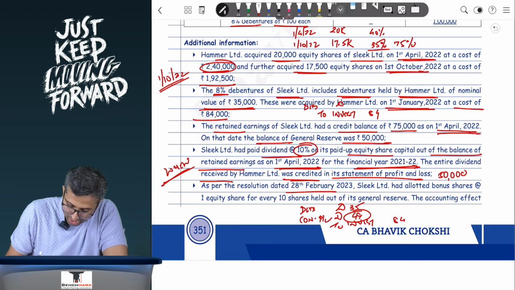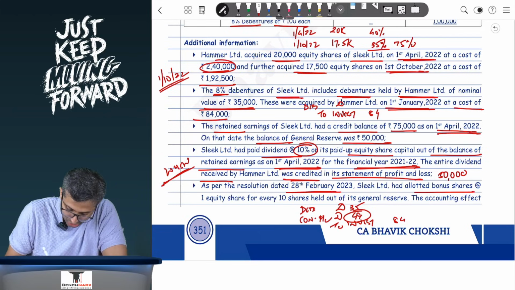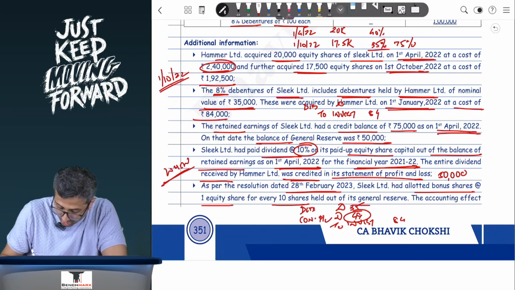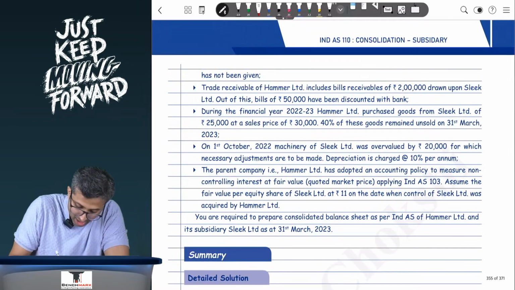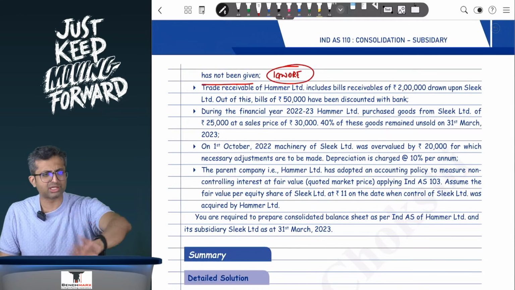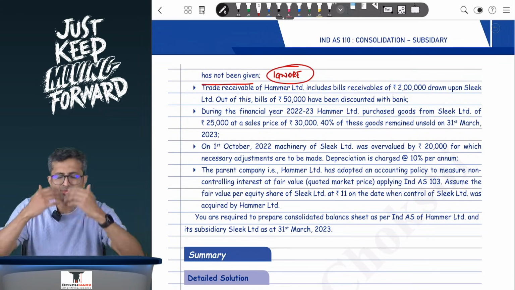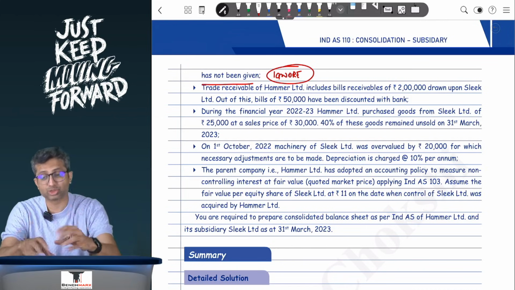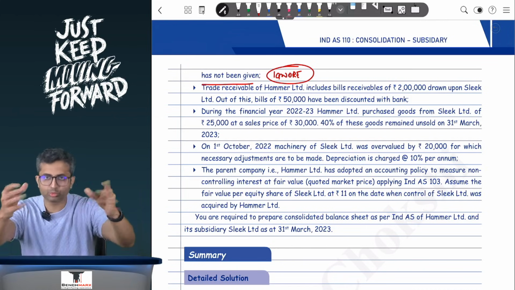As per resolution on 20th February, Sleek allotted bonus shares at the rate of 1 share for every 10 shares held out of the general reserve. The accounting effect has not been given, in which case we will ignore it. Ideally, what could have been the treatment? If the accounting effect was given, we would have passed an entry to reverse it, because bonus is a book entry. But if the accounting effect is not given, that is best, so we'll ignore it altogether. So bonus over here is ignored.